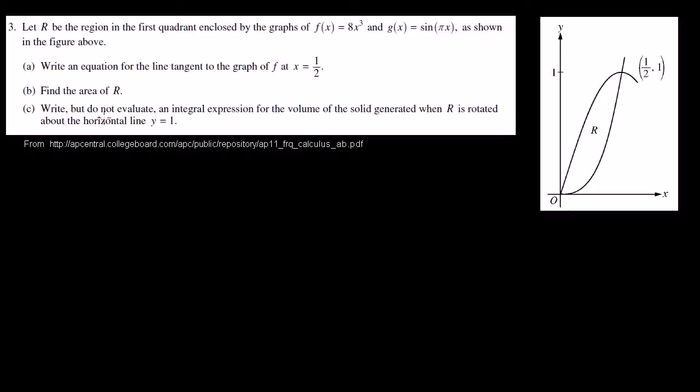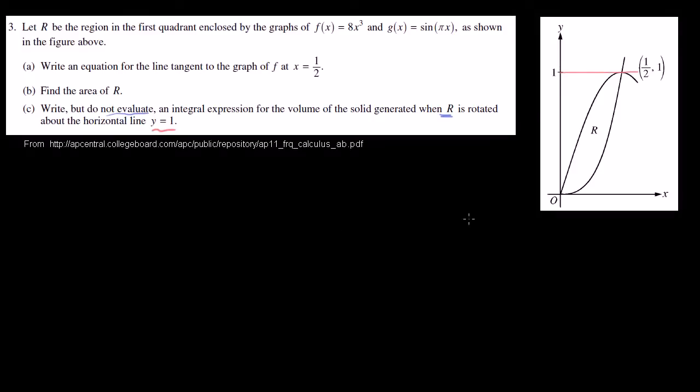Part C. Write but do not evaluate an integral expression for the volume of the solid generated when R, so that's this region right over here, when R is rotated about the horizontal line y is equal to 1. So y equals 1 is right over there.